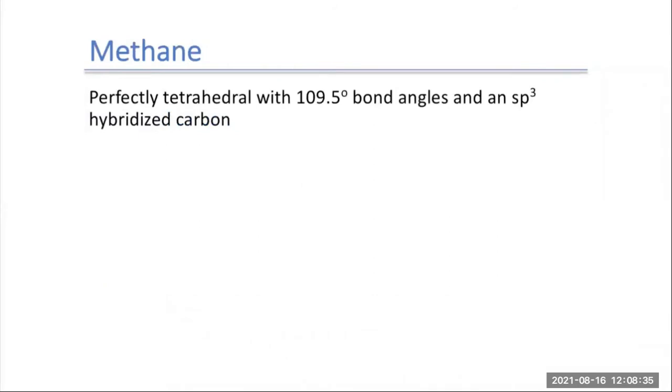First, when we're looking at methane, because we want to start with all of them, methane is a perfectly tetrahedral molecule. It has bond angles of 109.5 degrees, and it's an sp3 hybridized carbon. So when we're drawing methane, we want to draw it in three dimensions.